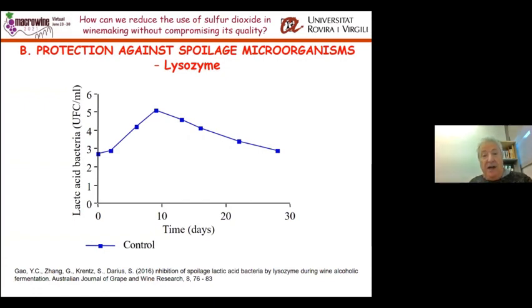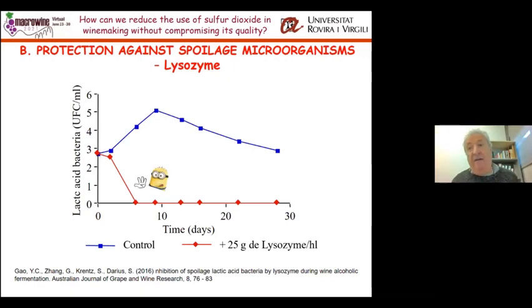This is an example of what happens in a wine in which Lysozyme was added at a dose of 25 grams per hectoliter. It is clear that the presence of lactic acid bacteria decreases a lot and completely disappears. Well, Lysozyme is very useful, yes, but it has a problem. It's very expensive. And if you use Lysozyme, you need to indicate it on the label because many people can be allergic to this product. In any case, it can be used to prevent malolactic fermentation, but with some rules.